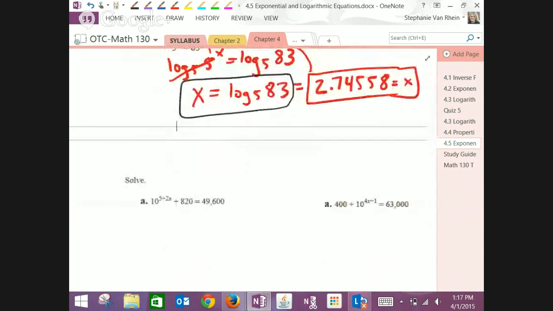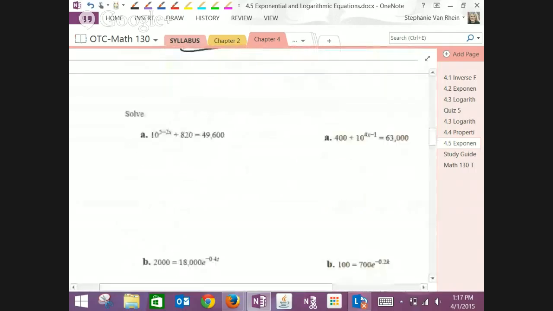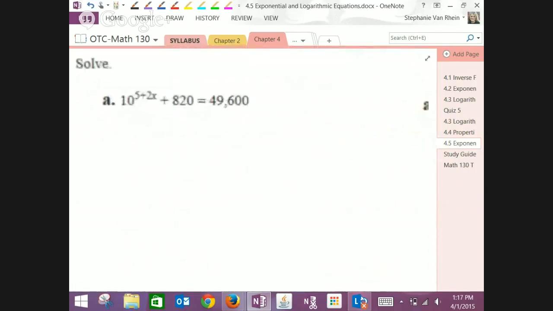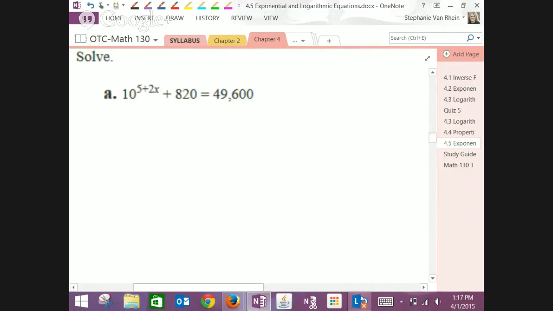Oh, here? You're a little ahead. No, that's fine. On A? Yes. And take log base 10 of 49600 minus 820. Yes. And then, okay.